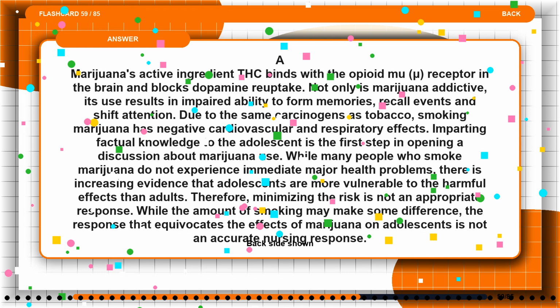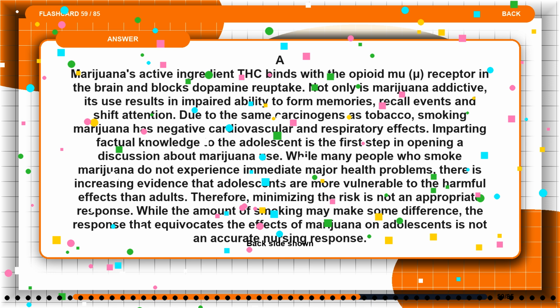The answer is A. Marijuana's active ingredient THC binds with the opioid mu receptor in the brain and blocks dopamine reuptake. Not only is marijuana addictive, its use results in impaired ability to form memories, recall events, and shift attention. Due to the same carcinogens as tobacco, smoking marijuana has negative cardiovascular and respiratory effects. Imparting factual knowledge to the adolescent is the first step in opening a discussion about marijuana use.